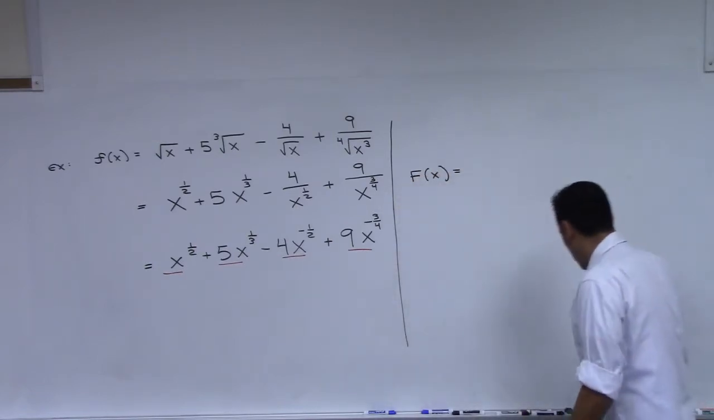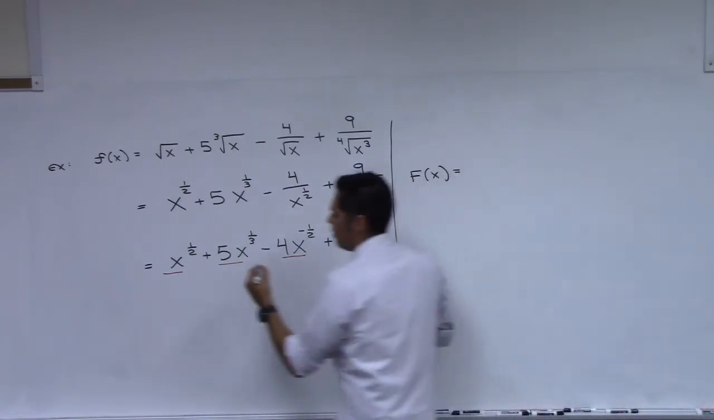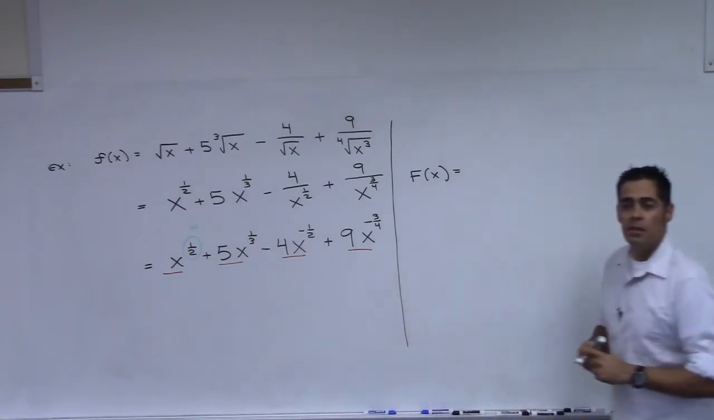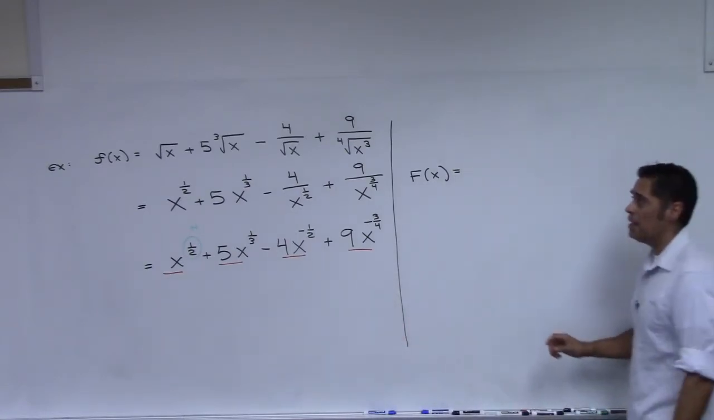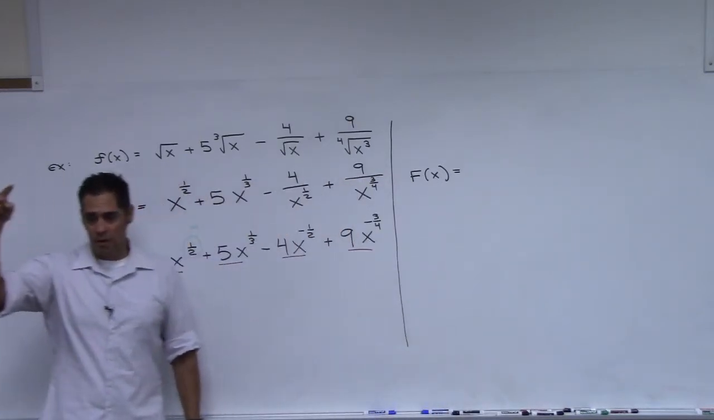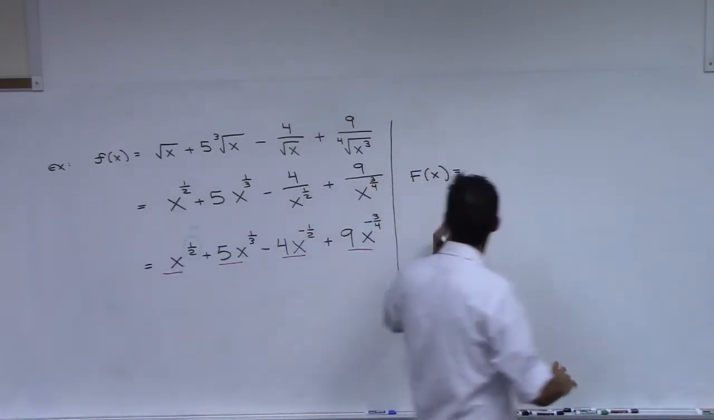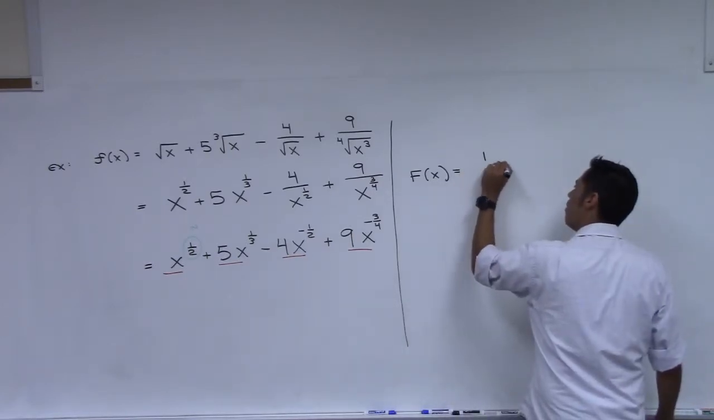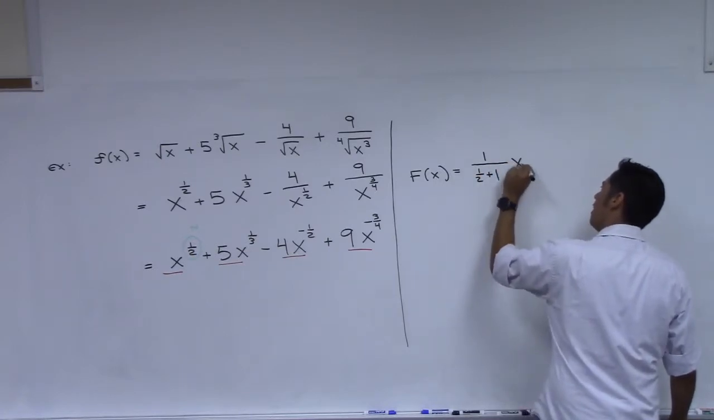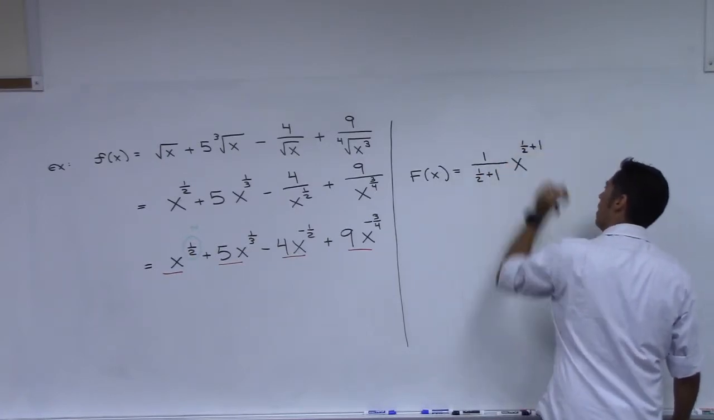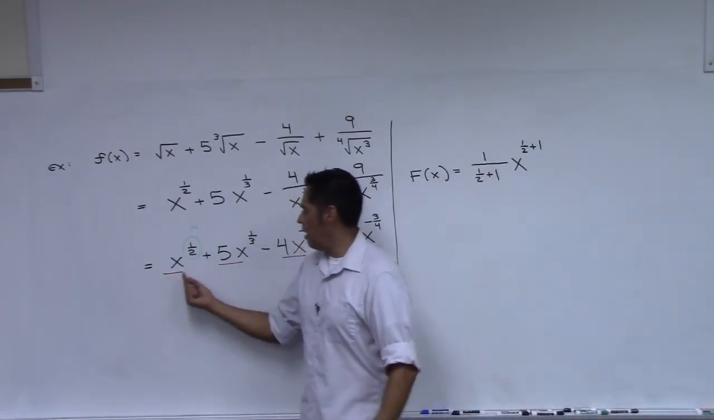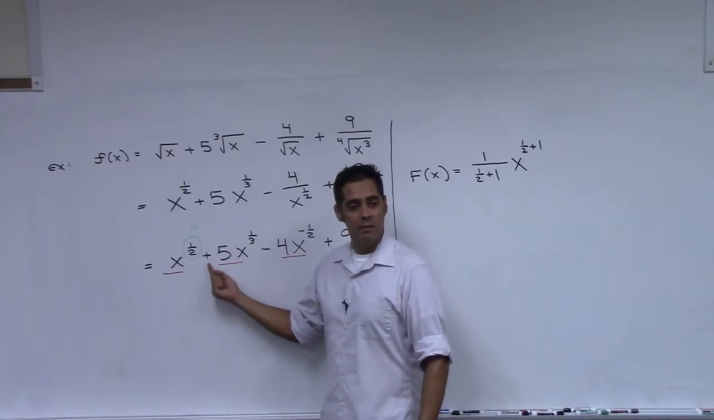Okay, for the first term, the n we have is 1/2. So the formula is supposed to be 1 over n plus 1 times x to the n plus 1, right? So if I was writing that out to show every little bit of detail, I'd go 1 over n, 1/2, plus 1, x to the n, 1/2, plus 1. And that would be the antiderivative of this one, right? And then I put what? Plus 5.